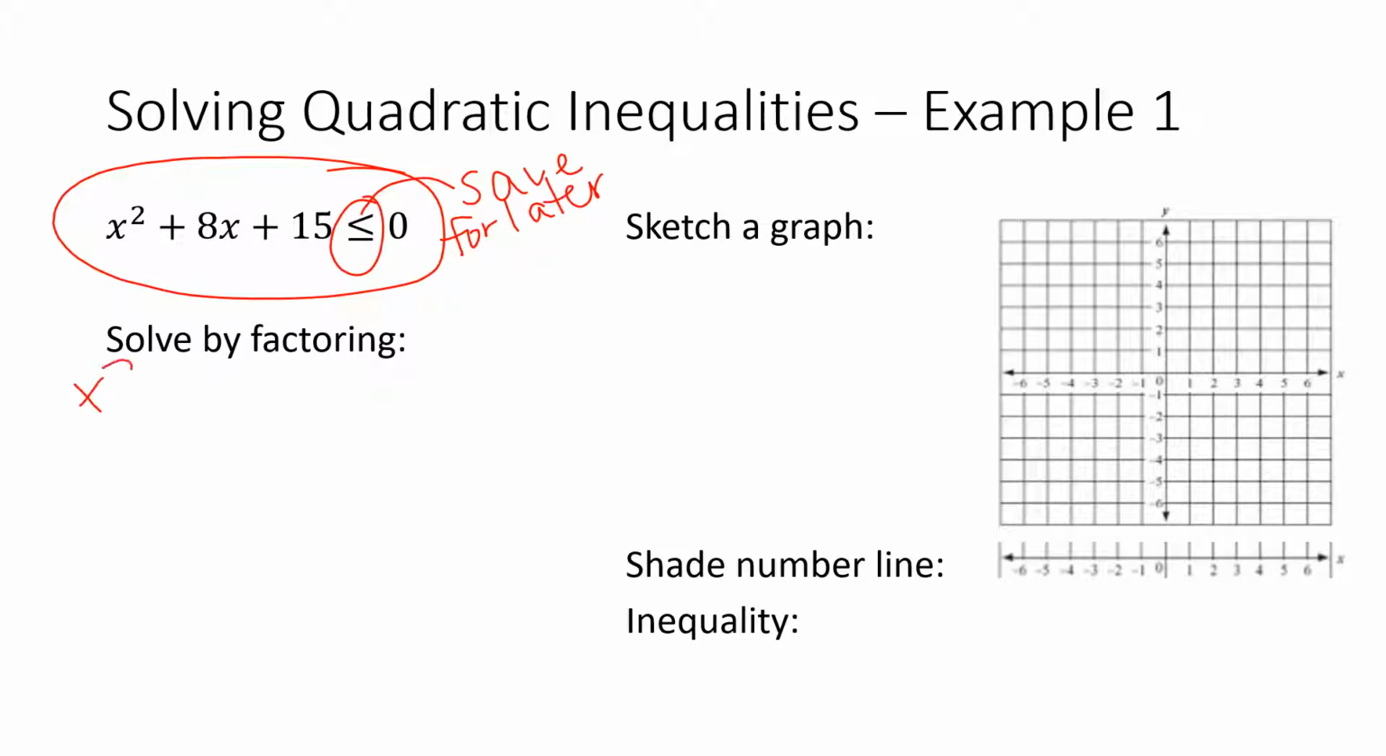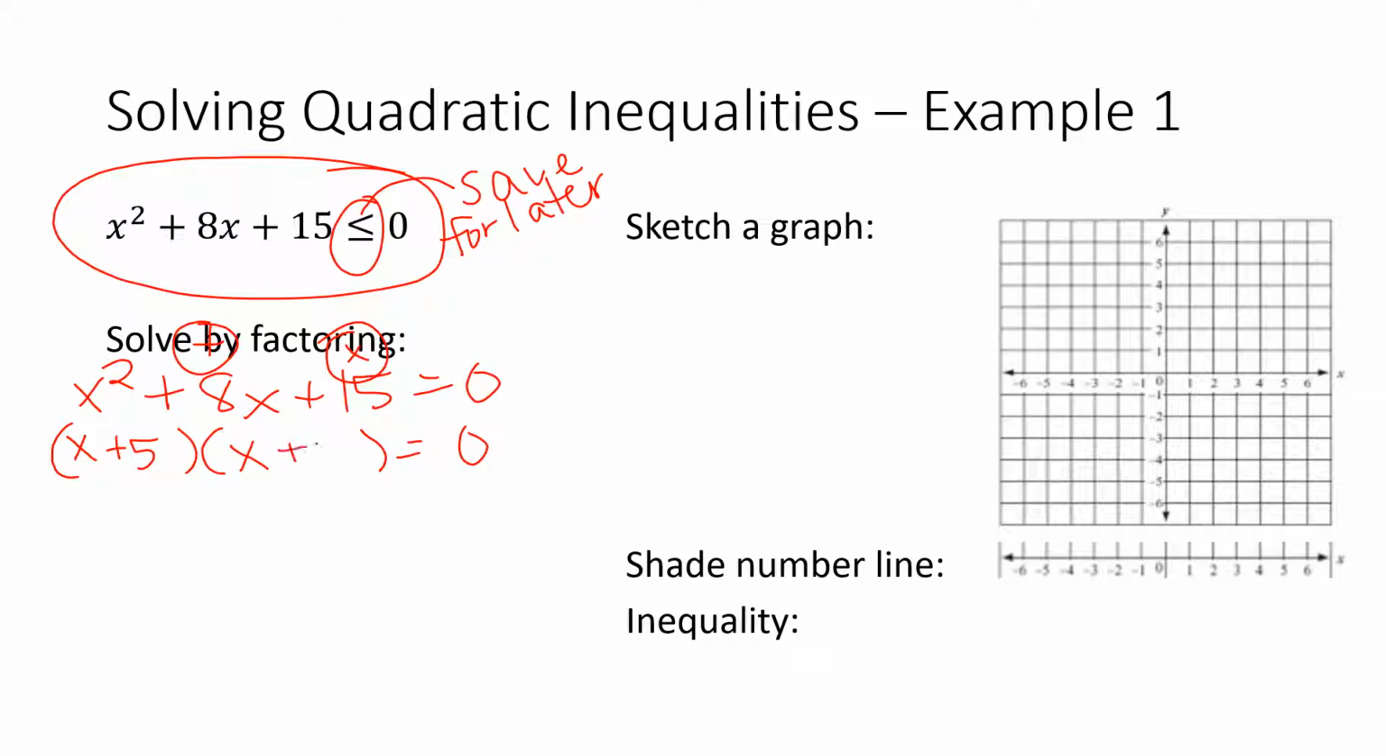So if you have x squared plus 8x plus 15 is equal to 0, and you're trying to solve for x, what I would recommend doing is factoring. So here we're looking for two numbers that multiply to positive 15 and add up to positive 8. That would be 3 and 5. 3 times 5 is 15, and 3 plus 5 is 8. So my factors would be x plus 5 and x plus 3.